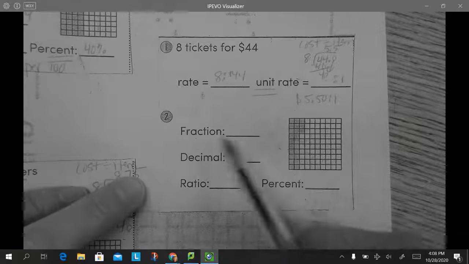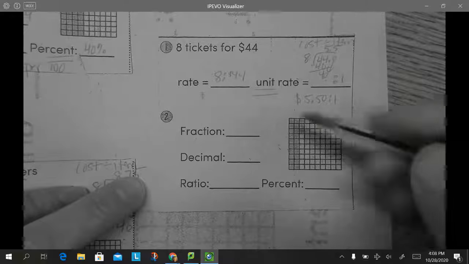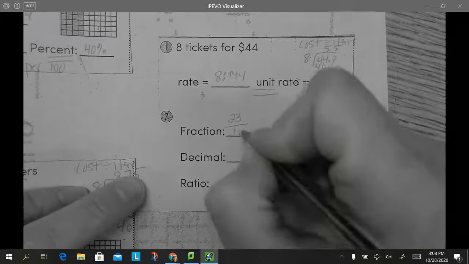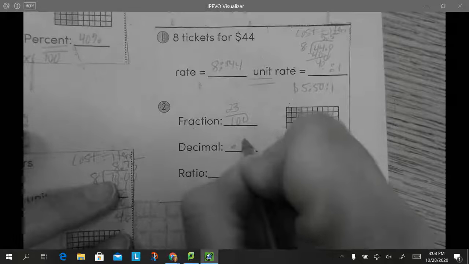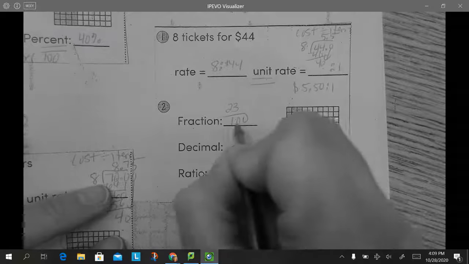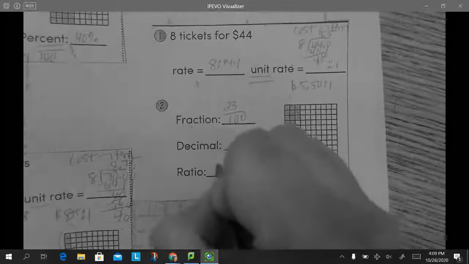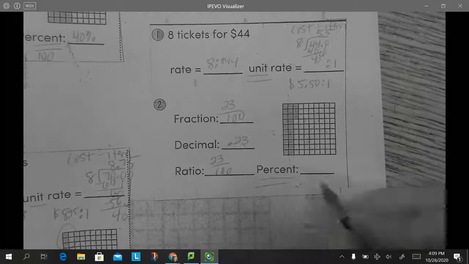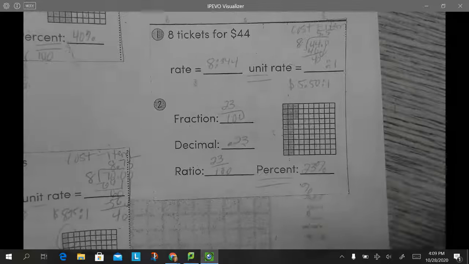All right, the fraction is the part that's shaded. So it's 10, 20, 21, 22, 23 out of the total, which is 100. The decimal is 0.23, or 23 hundredths. The ratio is 23 over 100. And the percent, like I told you before, is always out of 100. So it's just 23%. Okay? Good job.